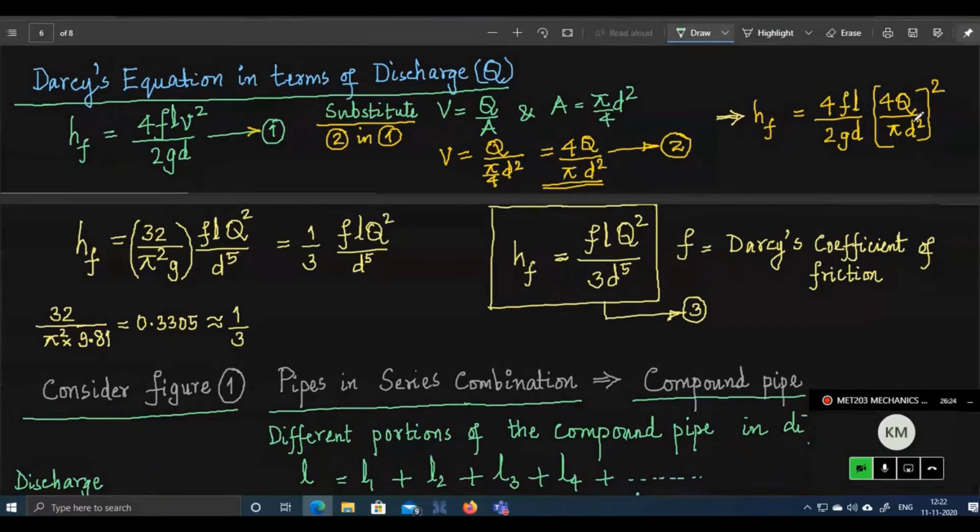And you multiply that with the term in the front. So 4FL by 2GD. See, that is written over here. So 16 into 4, and 4 and 2 can be cancelled this time. Normally we will not do that in Darcy's equation, 4FLV square by 2GD, but in this case, 4 and 2 can be cancelled. You will get 2. Then 2 multiplied by the 16, that will become 32.